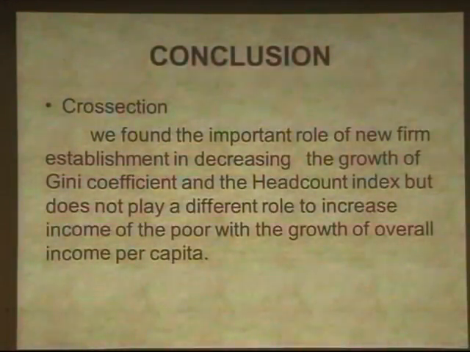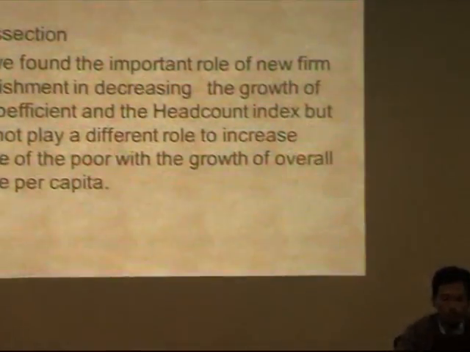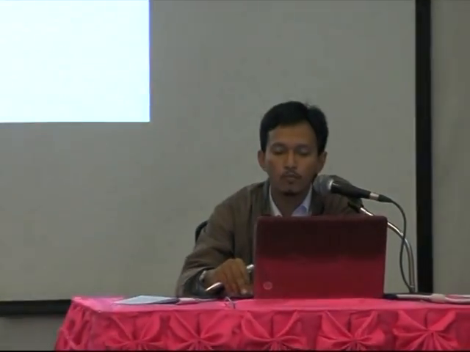So from the result, I can take the conclusion that when we use the cross-sectional model, we found that the important role of new firm establishment or entrepreneurship is to decrease the growth of the Gini coefficient and the headcount index, but it does not play a different role in increasing the income of the poor with the growth of overall income per capita. But from the panel model, we can conclude that the number of new firm establishments or entrepreneurship has no significant relationship with the income of the poor and income inequality as well.